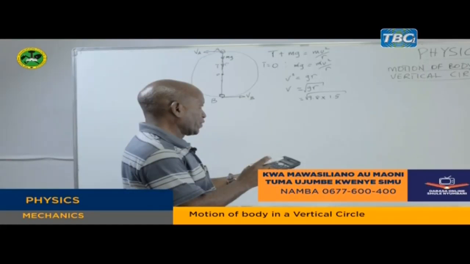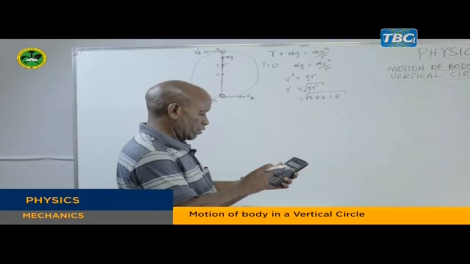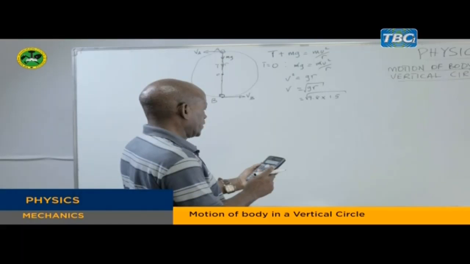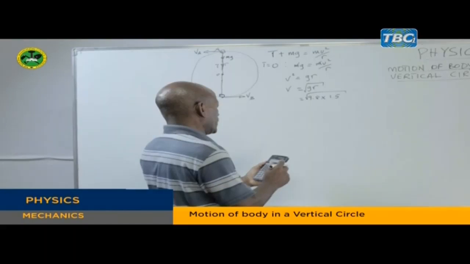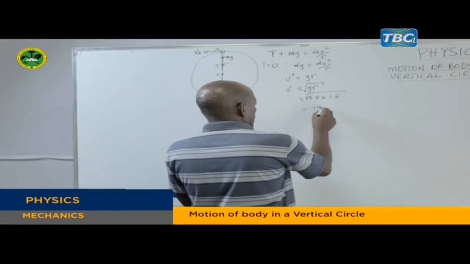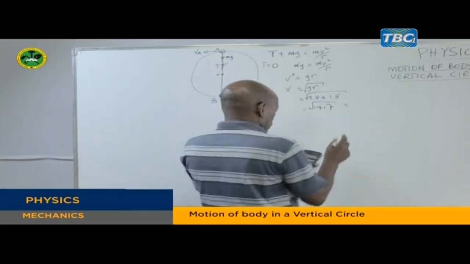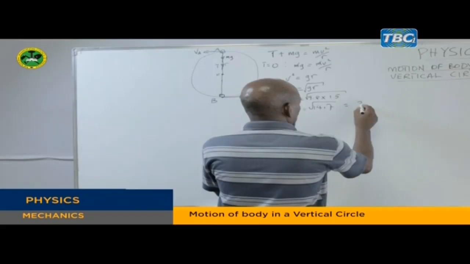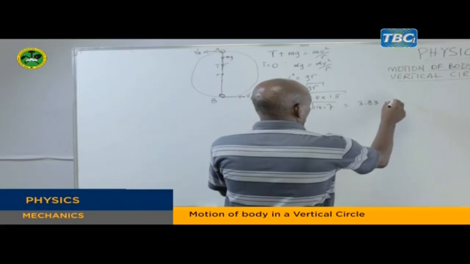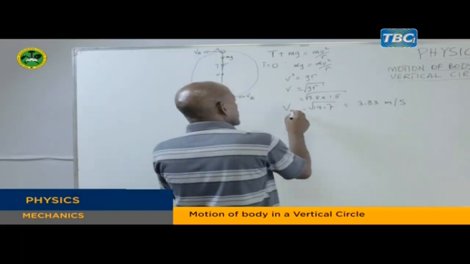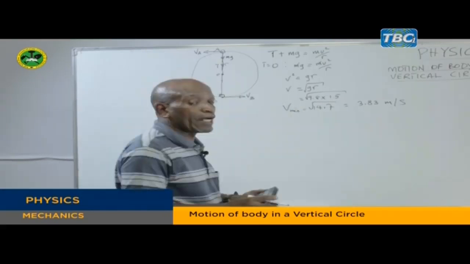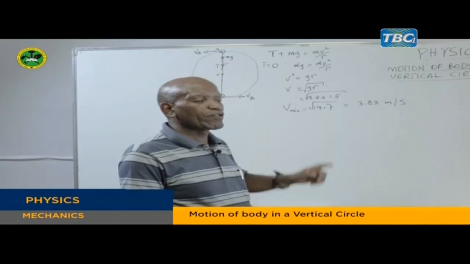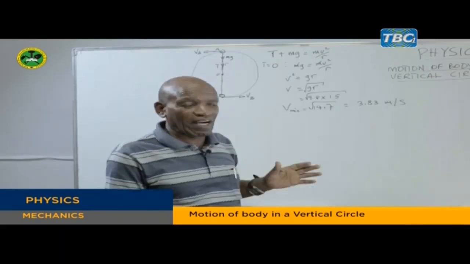So computing this using your calculator, you take 9.8 times 1.5, you get 14.7. So if you look, the square root of that will be equal to 3.83. So this is the minimum velocity which can make the bucket be able to move at the top around such a circle comfortably without making the string holding the bucket slack.